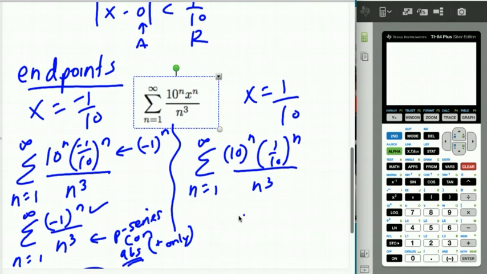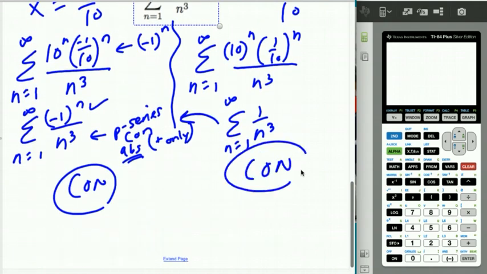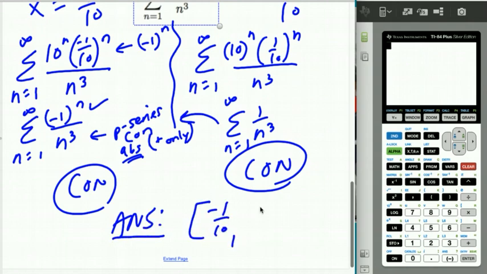Well, this is just going to be a 1 over n cubed, but that's a p-series. That's going to be a p-series that converges, right? This is a p-series that would converge whether it was positive or not. So this also converges.